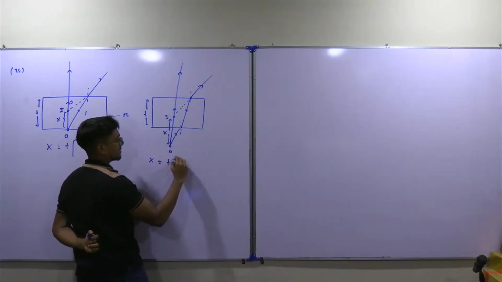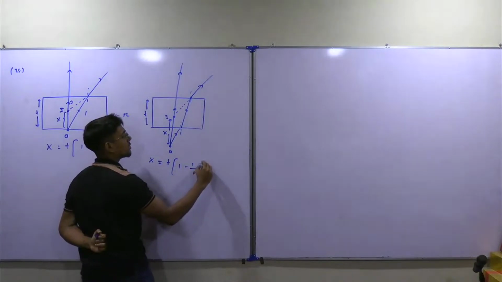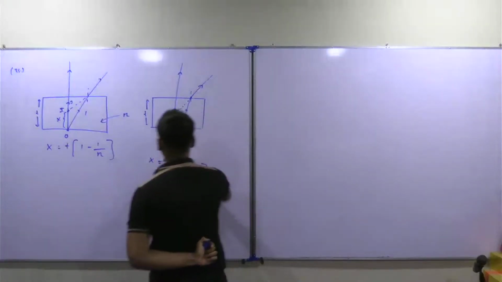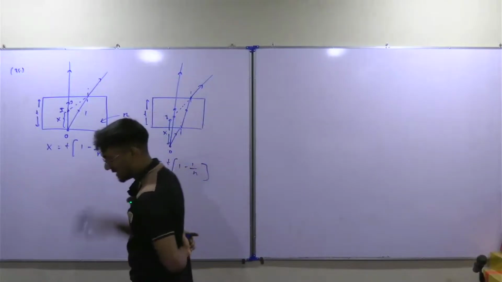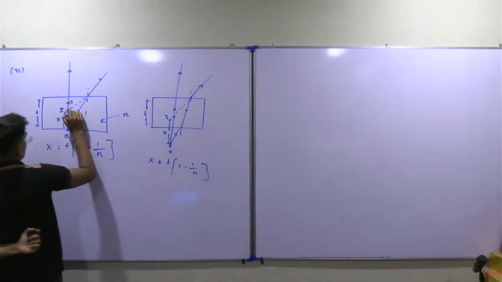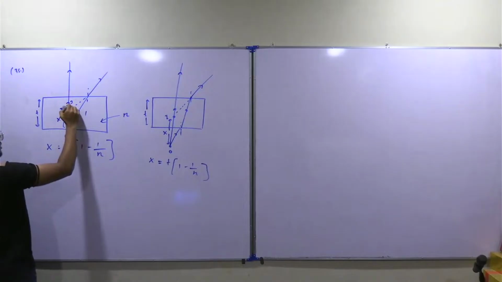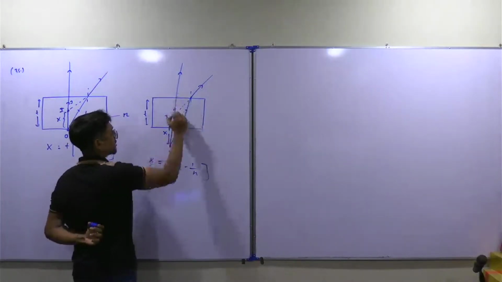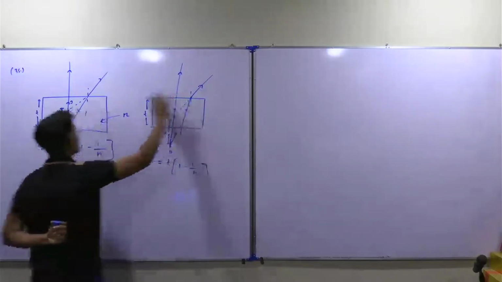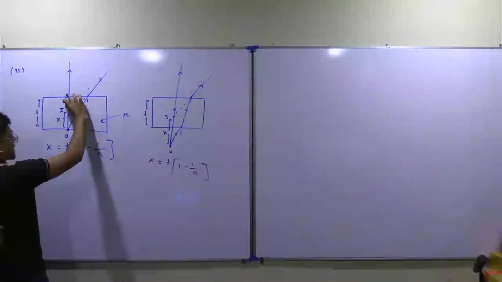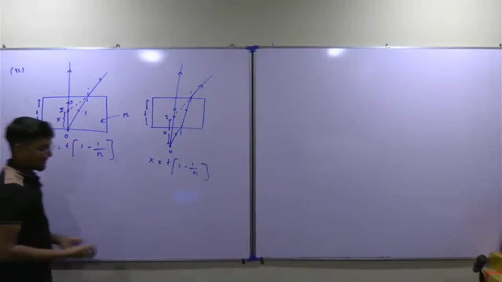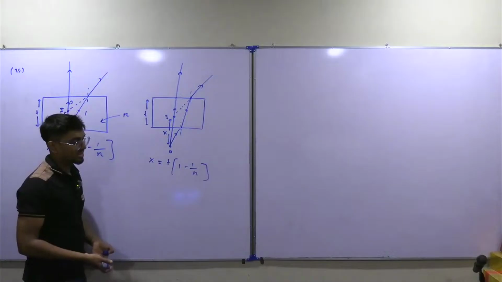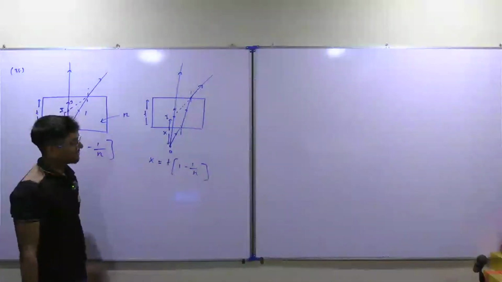That means x is equal to t(1 - 1/n). Apparent shift doesn't depend on the location of the object. I meant the shift. The apparent depth will change, obviously. For here, the apparent depth is the distance from here to here. Here, the apparent depth will be the distance from here to here. This distance and this distance are different. That is obvious. But the shift, the amount that the image is shifted, will remain the same. Okay.